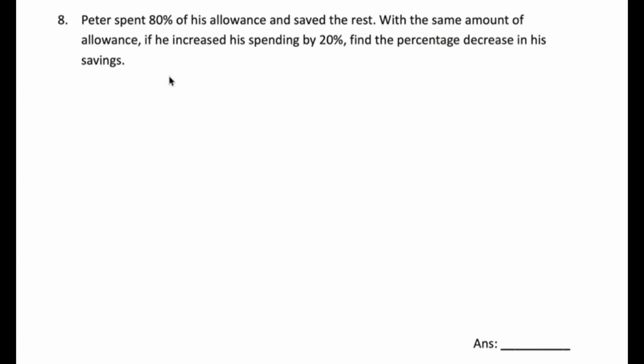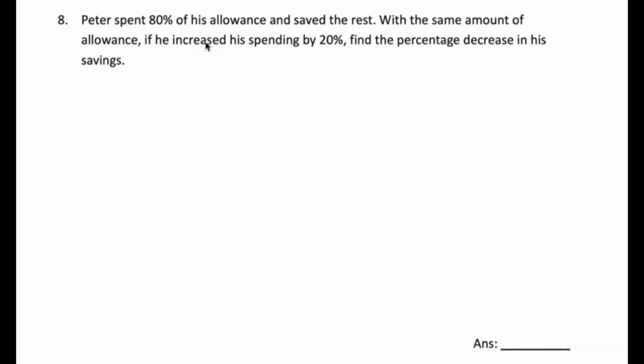Percentage question. So Peter spent 80% of his allowance and saved the rest. So his allowance is 100%. 80% is spent, 20% is saved. With the same amount of allowance, no change, if he increases his spending by 20%, find the percentage decrease in his savings. Always remember, spending plus savings is equal to allowance. Now let's do the first one. Now let's make the allowance, instead of 100%, we call it 100 units. I find it easier to visualize.